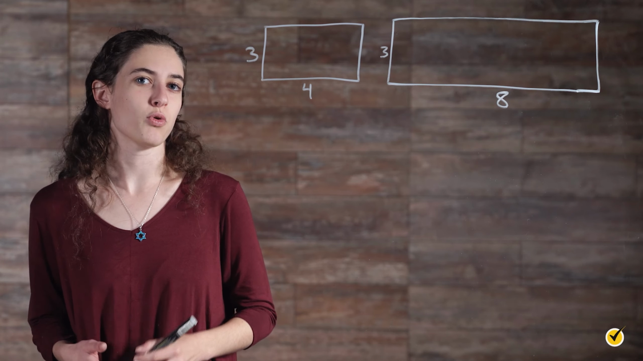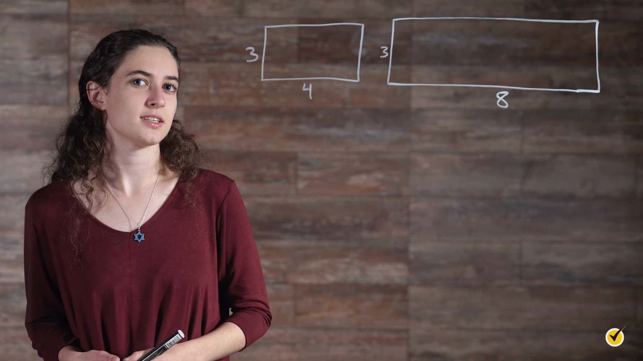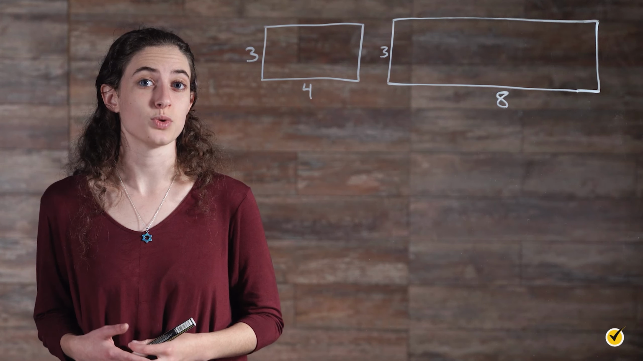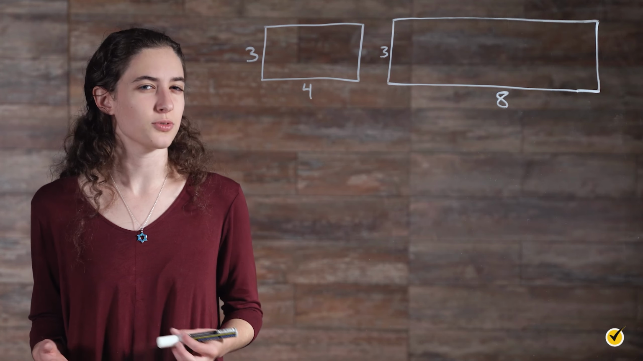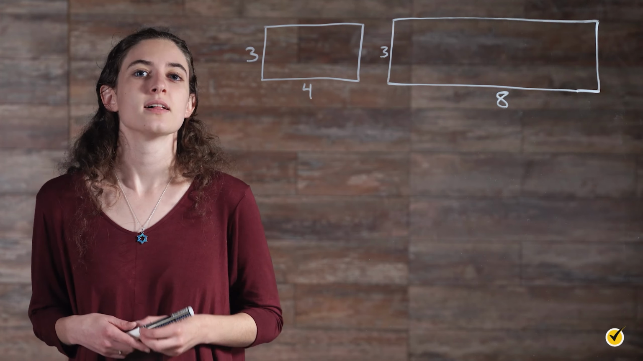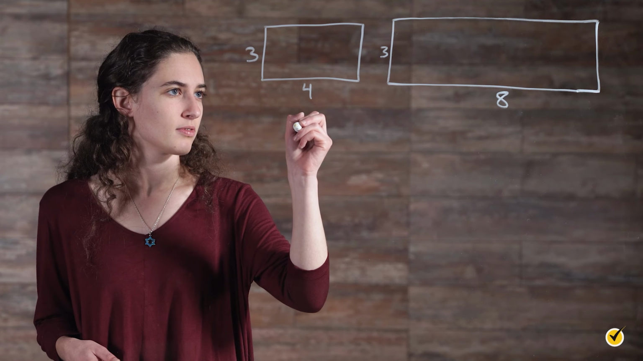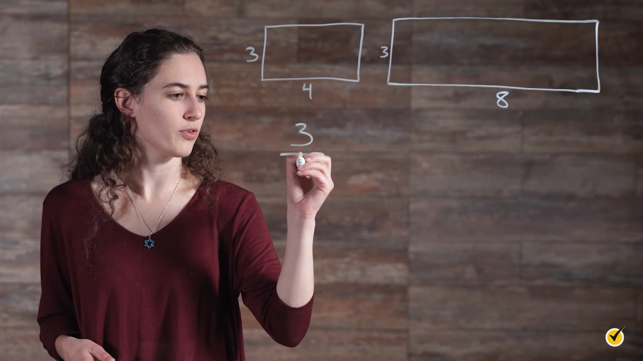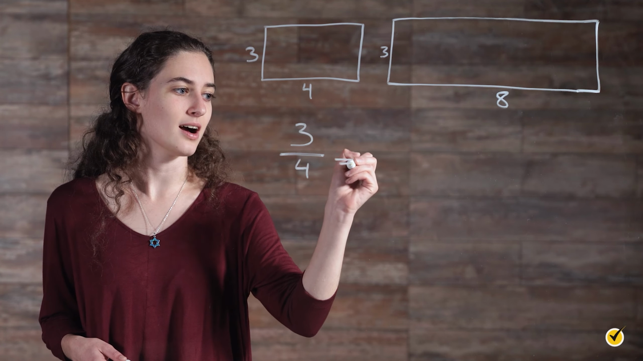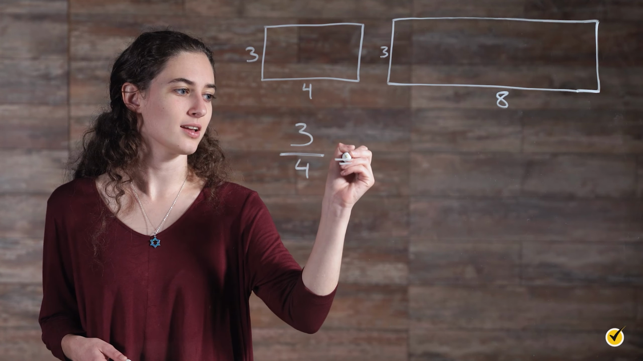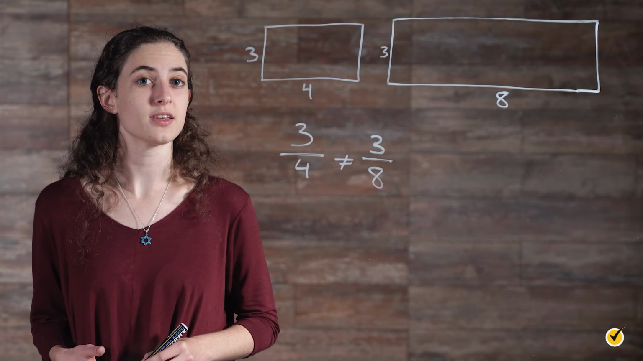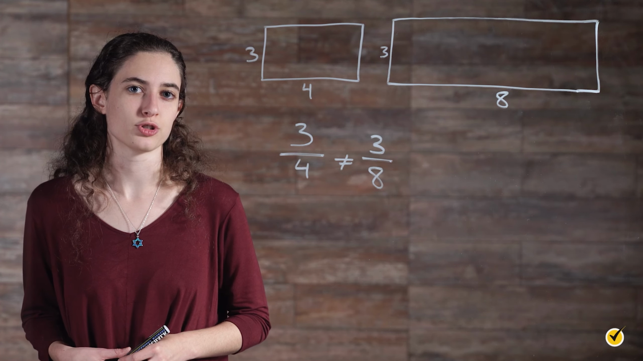Let's look at another example. The length of a rectangle is 4 units, and its width is 3 units. The length of a second rectangle is 8 units, and its width is 3 units. Are the rectangles proportional? Let's write this out. 3/4 does not equal 3/8. Since the ratios of length to the width are not equivalent, the rectangles are not proportional.